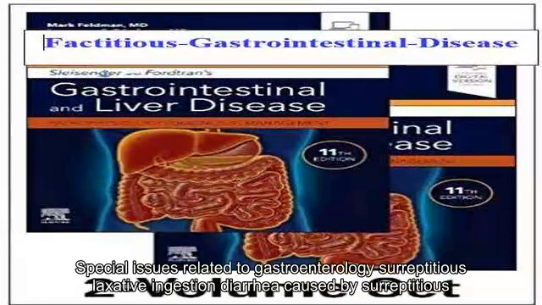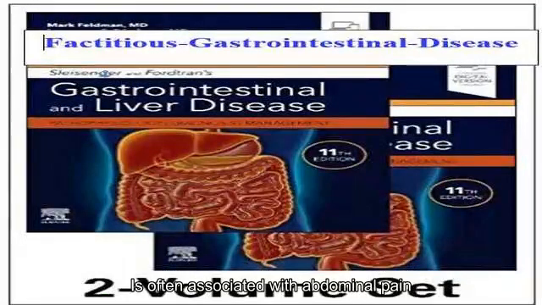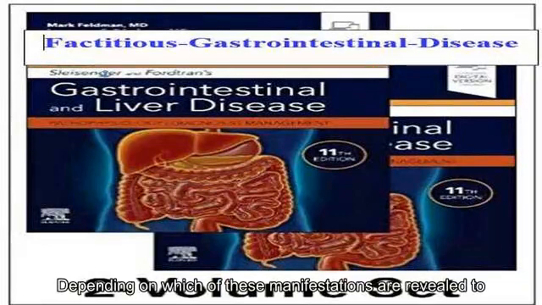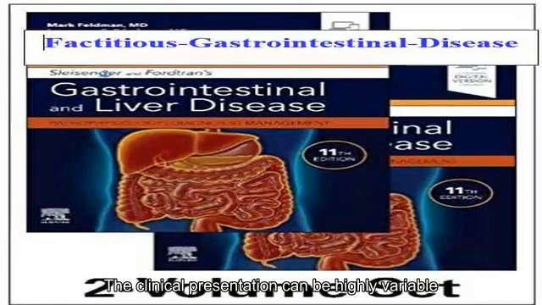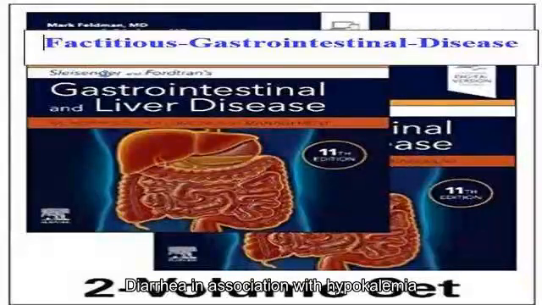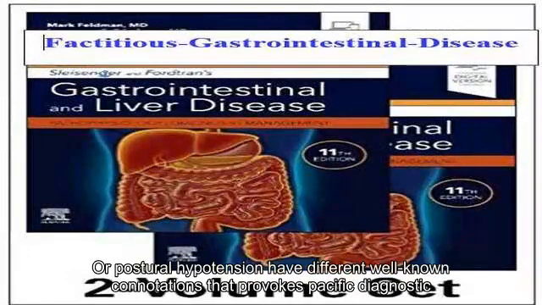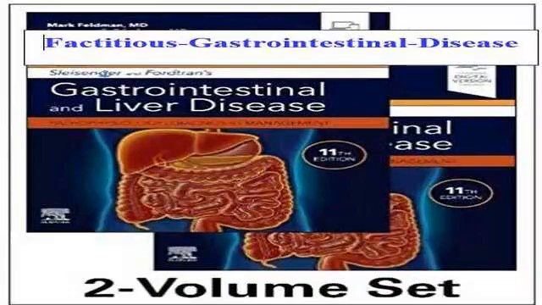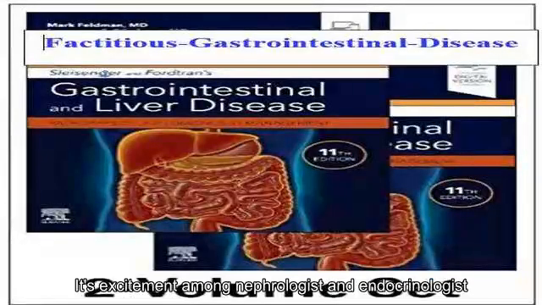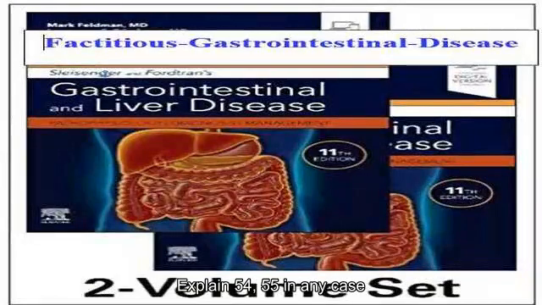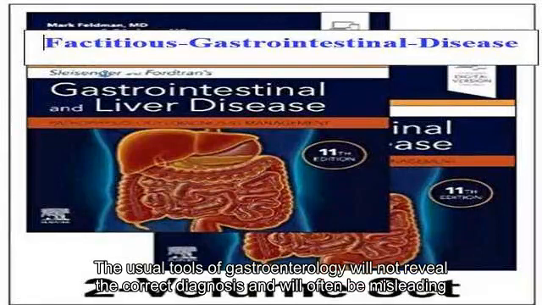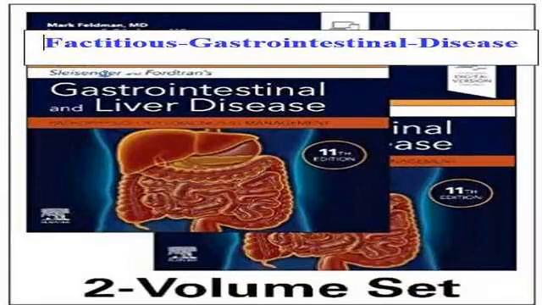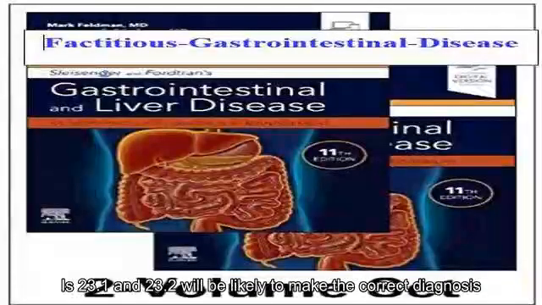Special issues related to gastroenterology. Surreptitious laxative ingestion. Diarrhea caused by surreptitious ingestion of laxatives is often associated with abdominal pain, weight loss, electrolyte derangements, and/or postural hypotension. Depending on which of these manifestations are revealed to the physician and which are hidden, the clinical presentation can be highly variable. Diarrhea in association with hypokalemia, abdominal pain, weight loss, or postural hypotension have different well-known connotations that provoke specific diagnostic studies. If the existence of diarrhea is hidden, the patient may appear to have an exotic disease that creates excitement among nephrologists and endocrinologists. In any case, the usual tools of gastroenterology will not reveal the correct diagnosis and will often be misleading. Only gastroenterologists who know the information in boxes 23.1 and 23.2 will be likely to make the correct diagnosis.